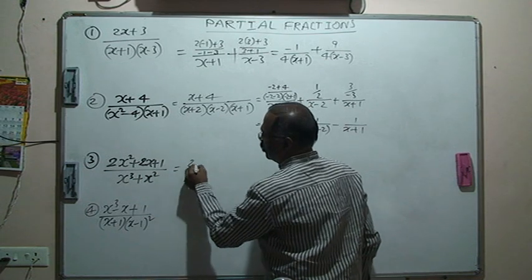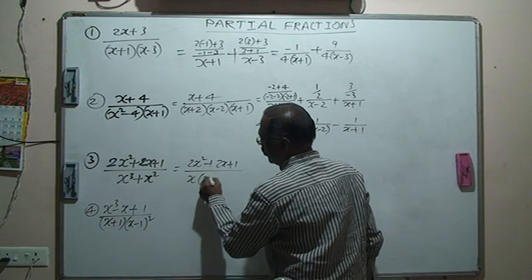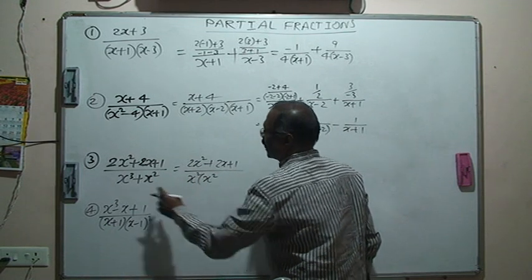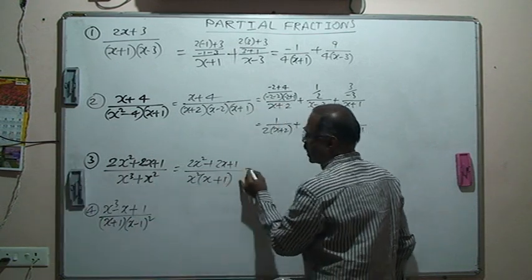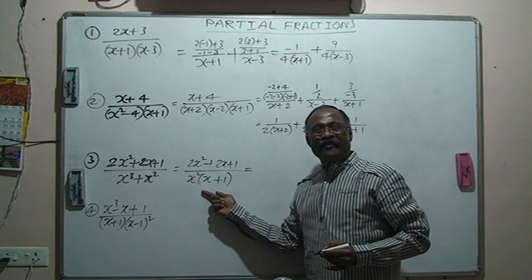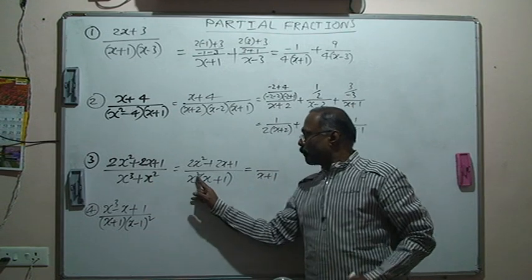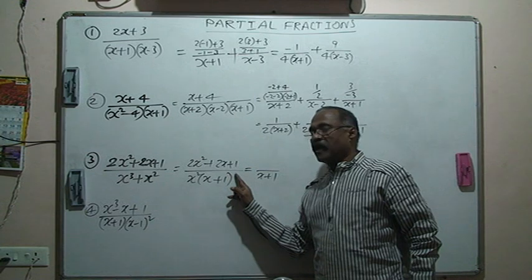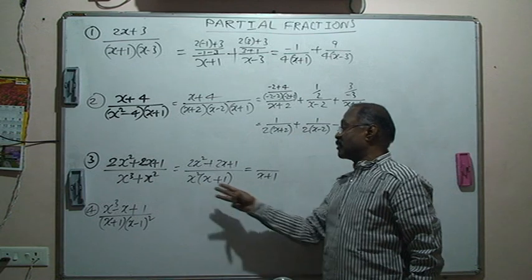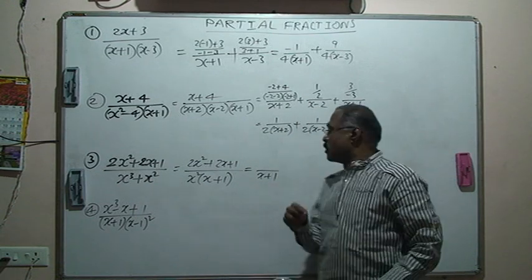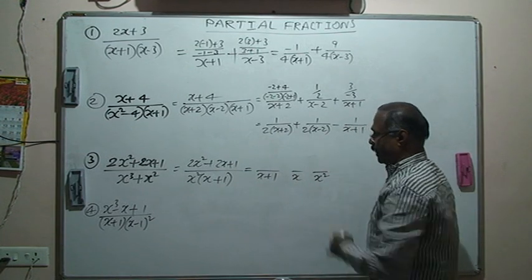Now, it is nothing but 2x square plus 2x plus 1 divided by x into x square into x plus 1. X square into x plus 1. Now, x plus 1 is a non-repeated linear factor, so write it. Here power 2, power 1, 2 plus 1, 3. So there are 3 factors there. Here also 3 fractions. So one is x, other one is x squared.